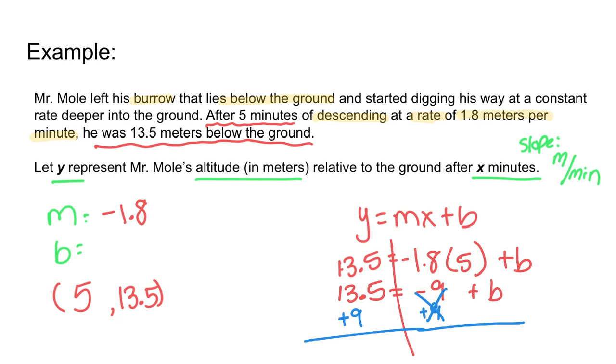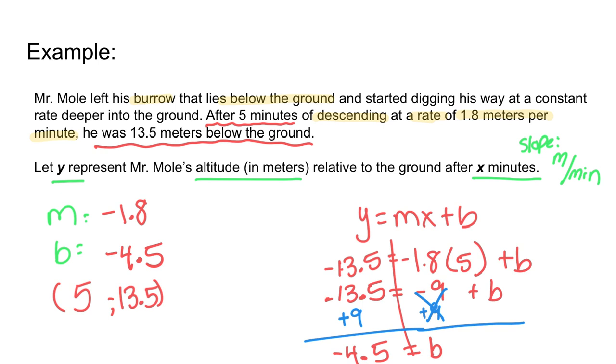Okay, I was like, why is this not coming out to be negative? And it should have been, he was 13.5 meters below the ground. That should be negative 13.5. All right, that's better. So if I add 9 to that, I get negative 4.5. And that makes sense because he's below the ground, but not as deep as he was 5 minutes later because he burrows down. So he starts at negative 4.5 meters, and he's burrowing down at 1.8 meters per minute.